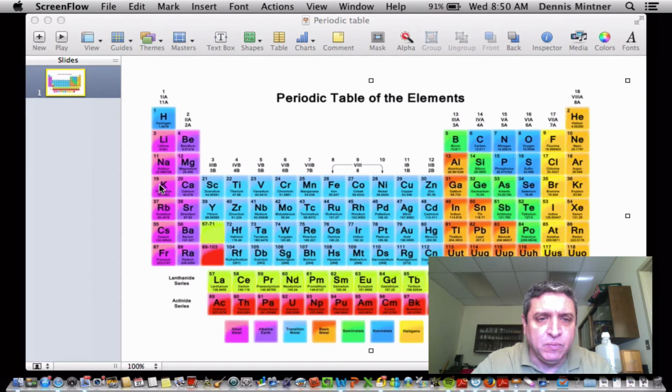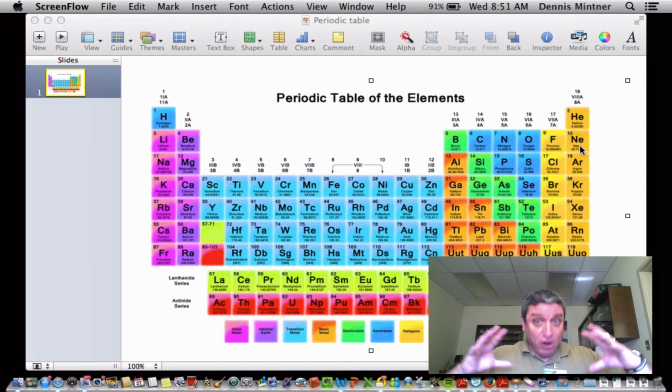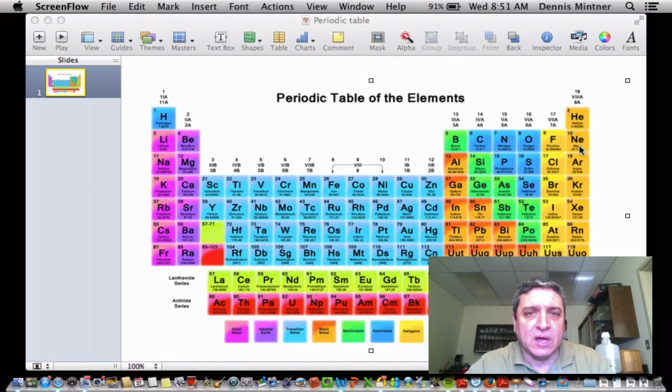So this lithium here would have one valence electron, and that's the number of electrons in its outer shell. Beryllium would have 2, boron would have 3, carbon 4, nitrogen 5, oxygen 6, fluorine 7, and neon 8. So as I go across, I'm adding the number of electrons on the shell. Well, what's a shell? A shell is a layer of those electrons, and the outermost shell is where the valence electrons are. How many shells you have has to do with the family.